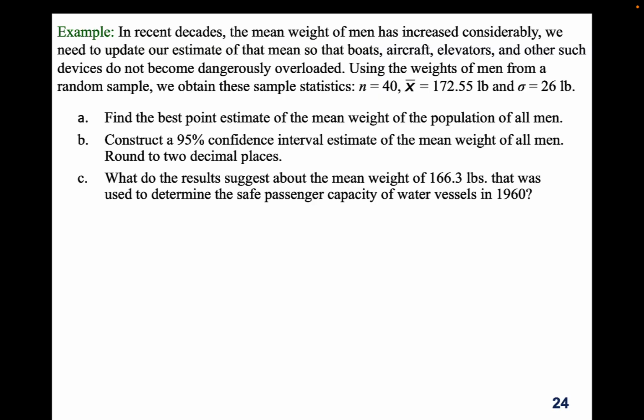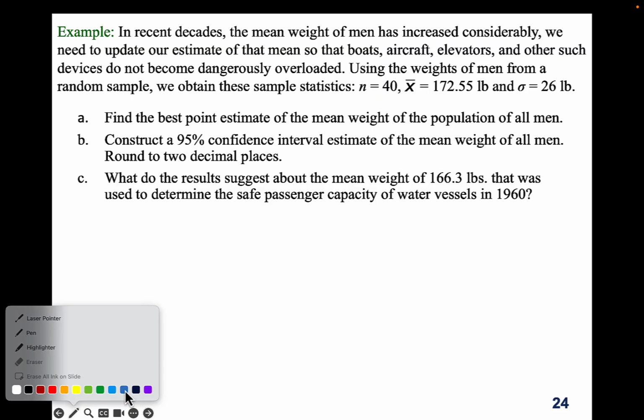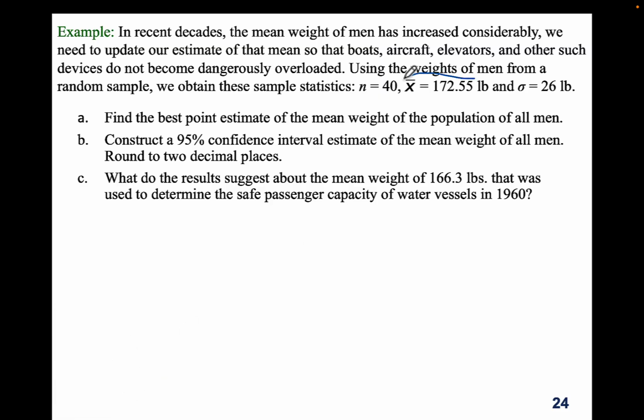Part A wants us to find the best point estimate of the mean weight of the population of all men. I like to think of that as the best guess. And it's actually provided to us right here. This is the best guess. It's always the sample mean.